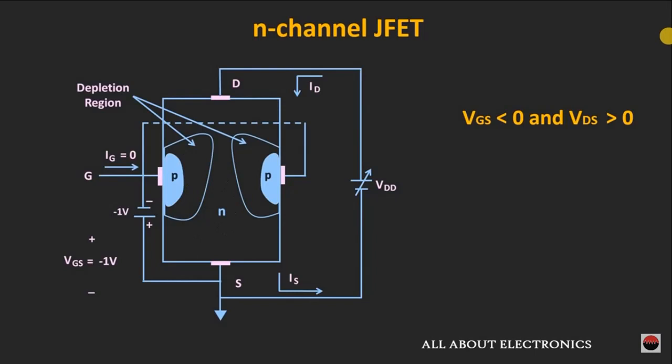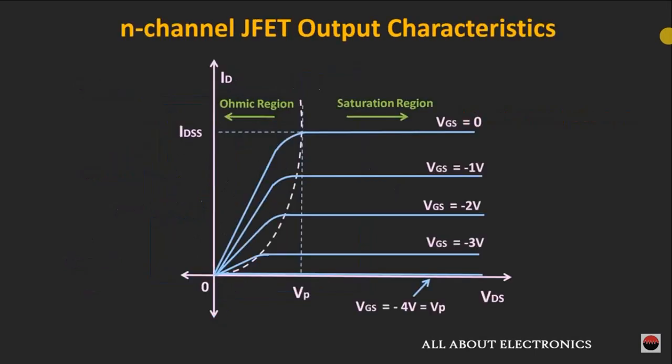In case of VGS equal to -1 volt, the drain curve will look like this. As you can see, at VGS equal to -1 volt, the saturation value of the drain current has been reduced. In fact, it will continuously reduce as we reduce the value of VGS below 0 volt. If we reduce the value of VGS from -1 to -2 volt, this saturation value of the drain current will reduce further. And whenever VGS is equal to -Vp, the saturation current will essentially become 0. This region of operation is known as the cutoff region of operation.